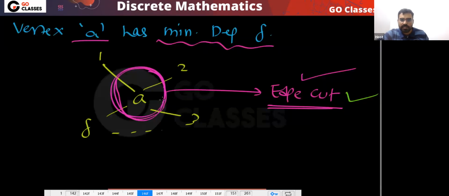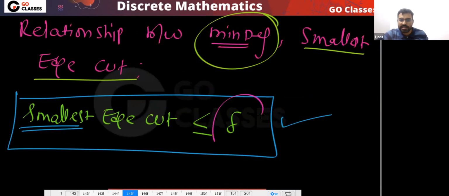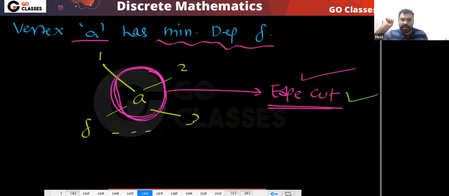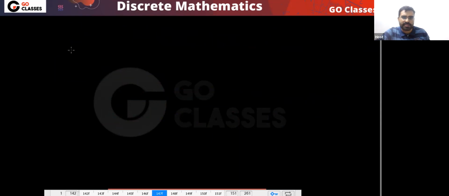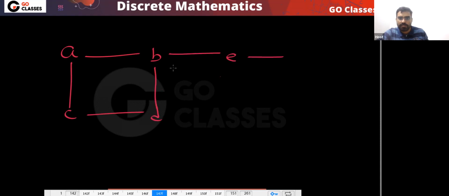Nikhil is asking this. So you can notice that the smallest edge cut will be less than or equal to delta. There are some graphs for which this holds. For example, you can consider a graph like this: A, B, C, D, E, F, G. Let us consider this graph.